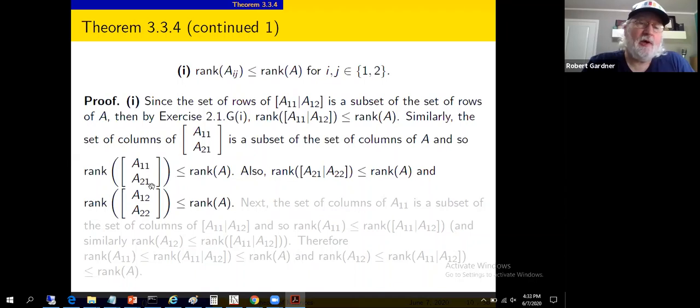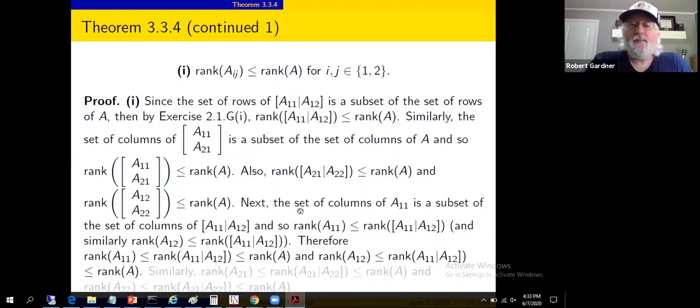Second index is 1. If we look at the second index as 2, the right-hand half, same conclusion. All right. Now, a set of columns of A11 is a subset of the set of the columns of the partition A11, A12. So now we're going to this little matrix here and saying, hey, if I just take the first bunch of columns, that's a subset of all the columns together.